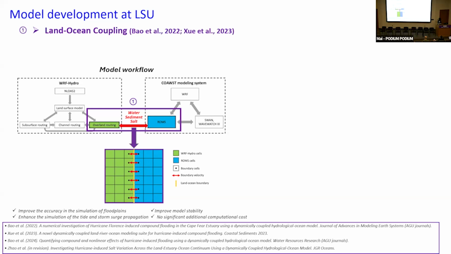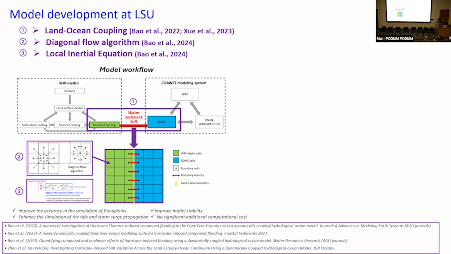In WRF-Hydro, the land surface model first simulates all the vertical hydrological processes and energy fluxes. The output then drives the hydrological module in WRF-Hydro, which incorporates subsurface routing, channel routing, and surface and overland routing. The ocean model in this coupling is the Regional Ocean Modeling System, ROMS. We coupled overland routing in WRF-Hydro with ROMS, letting these two models exchange water, sediment, and salt along a predefined land-ocean boundary in our study domain.